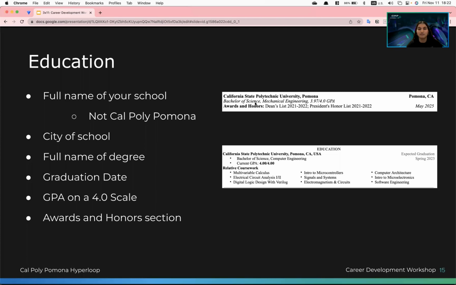And we need the full name of the degree. So we'd say Bachelor of Science, Mechanical Engineering, and you'd want your graduation date too, which I put right here. I did month and year for this one. You can also put just expected if you want to, or if you have 2 degrees, you can say graduated this month, this year, and then expected for a different one. And then your GPA should be on a 4.0 scale, and you can have an awards and honors section if you have additional ones you'd want to add. And then here's 2 examples.